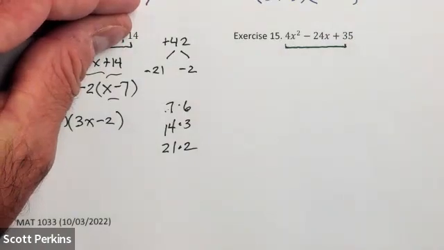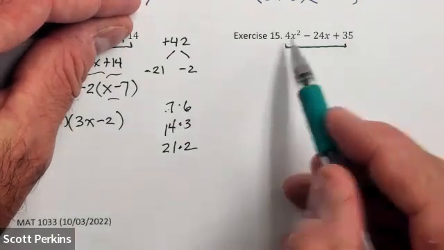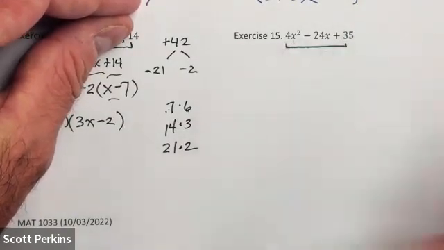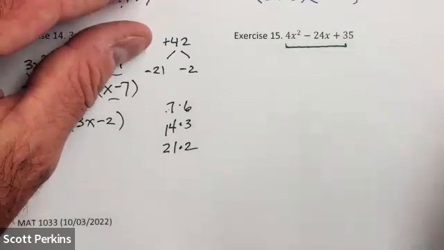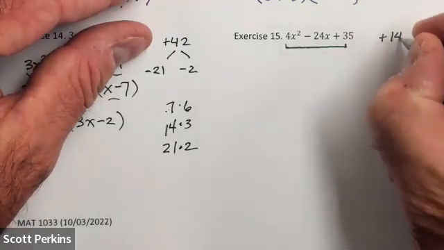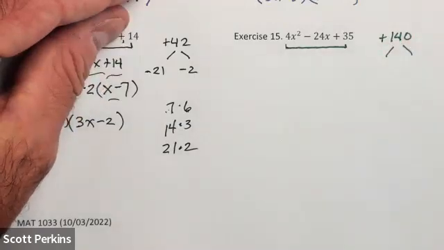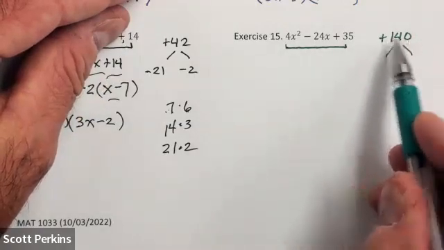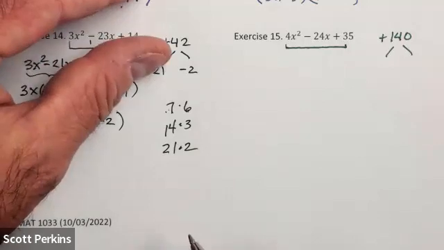Just to see how we got started here, and then I'll give you a little more time. What does your calculator tell you that 4 times 35 is? Okay, positive 140. And then I need the two factors of positive 140 that are going to add up to negative 24.